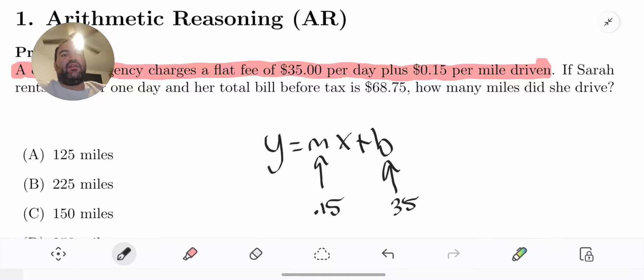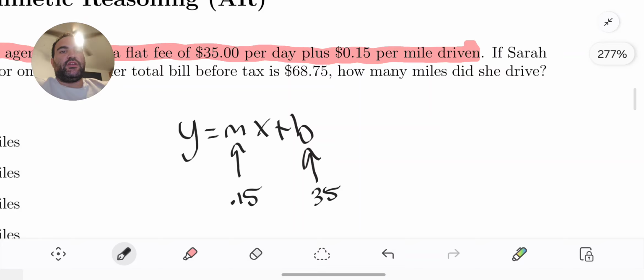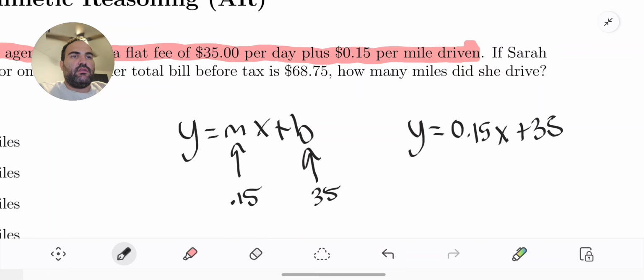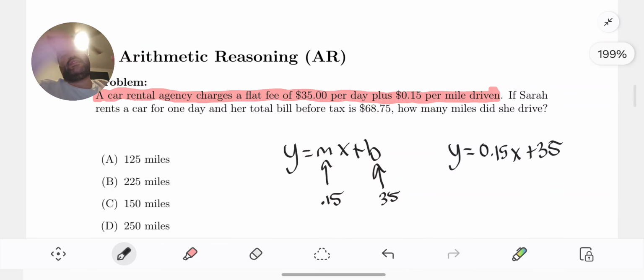So with these values, let me make our new equation. So we got y equals 0.15x plus 35. So this is our equation. And I want to say one thing, because I do see it. Some of you might be wondering this. See where it says per day? We did the flat fee of 35 and it says per day. A lot of people would argue, hey, it says per day there. Doesn't that mean 35 is the m or the slope?